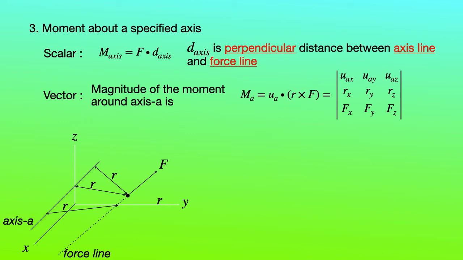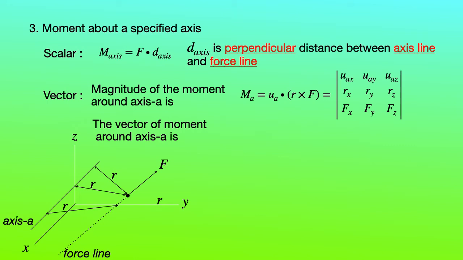So it is the unit vector for the axis a, dot product with the r cross product F, where r is the position vector that locates the distance between the axis and the force line. So for r we can take the distance between any point on the axis and any point on the force line.